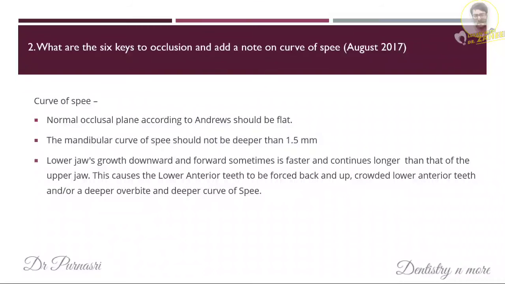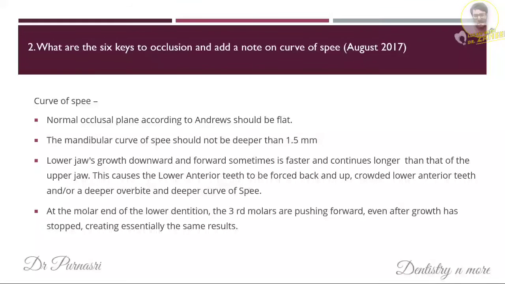So why does this curve of Spee deepen? As the lower jaw grows downwards and forwards, it's sometimes faster and continues longer than that of the upper jaw. Since the lower jaw is growing more than the upper jaw, the anterior teeth can be forced backwards, and then there can be anterior crowding of the teeth. So therefore, when the anterior teeth are tipped backwards, the curve of Spee deepens.